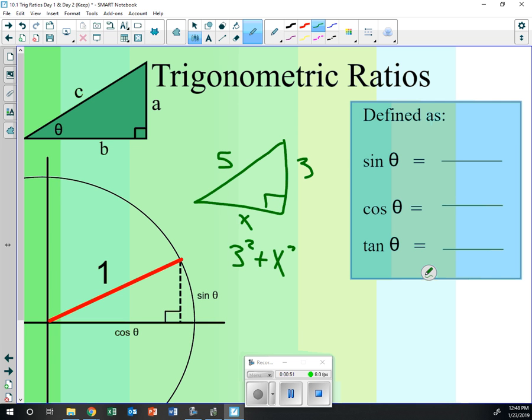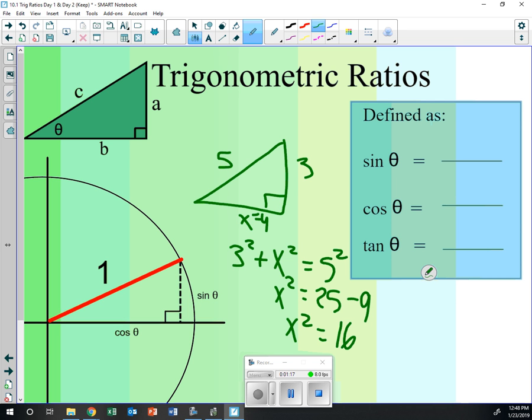Yeah, 3 squared plus x squared equals 5 squared, and so x squared is 25 minus 9. x squared is 16. What would x have to be in a real triangle? 4, yeah. And we know this as the popular 3, 4, 5. So if you have two sides, you can find the third side. If you had two angles, you can find the third angle, right?